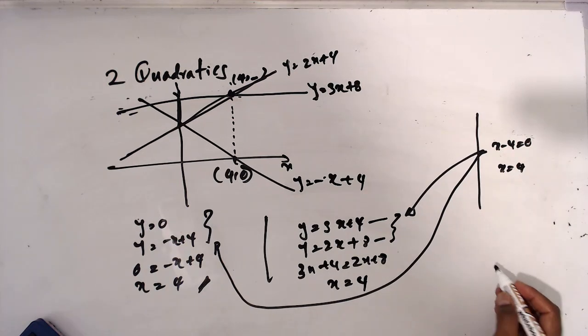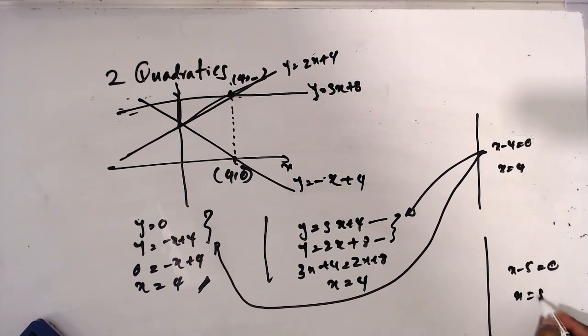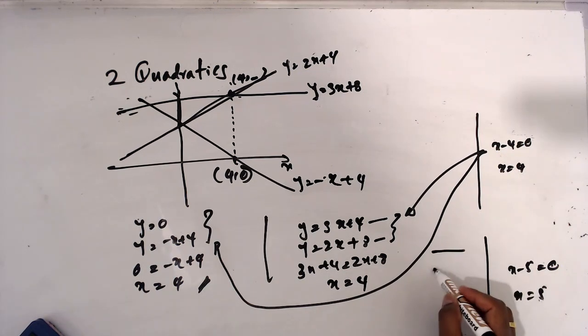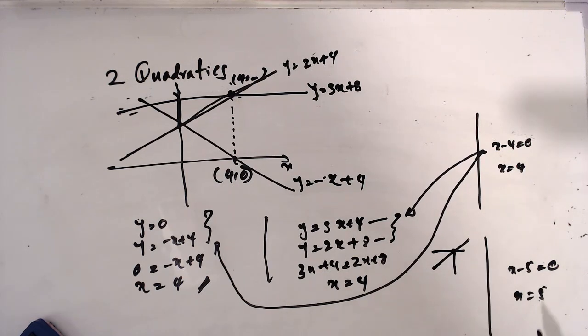If I ask another question, I'll ask you to solve x minus 5 equals 0, x equals 5. Now, is this the answer for what? It can be the x value of an intersection point, or it can be a root of a line. So it has two options.